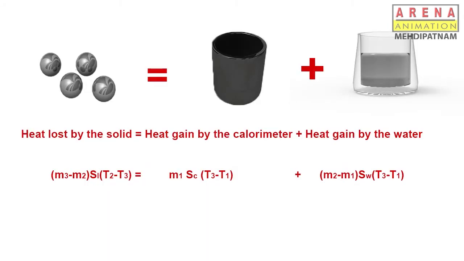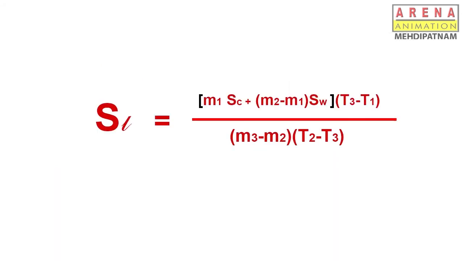According to the method of mixtures, heat lost by the solid is equal to heat gained by the calorimeter plus heat gained by the water. So the formula is as shown on the screen. Knowing the specific heat of the calorimeter and water, we can calculate the specific heat of the solid, that is, the lead shots.